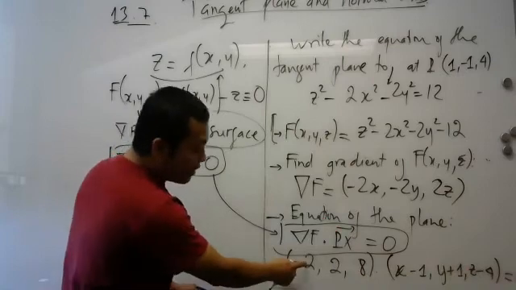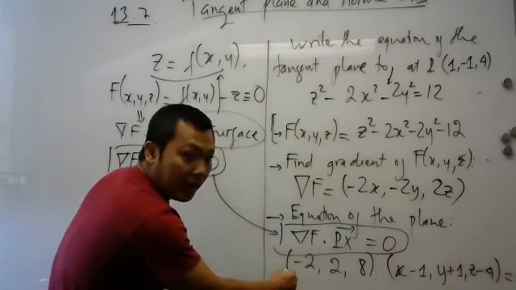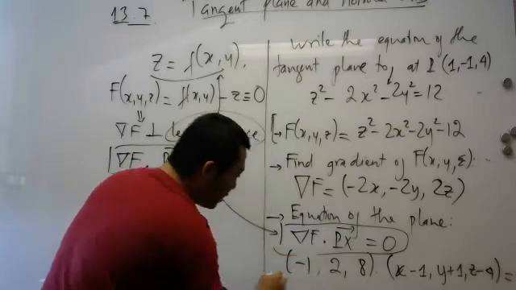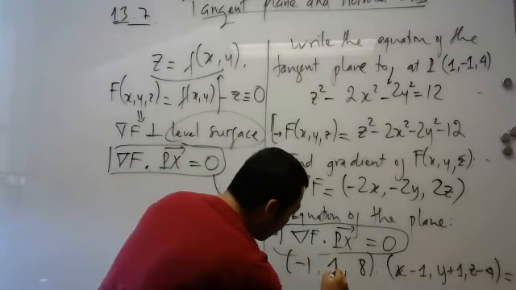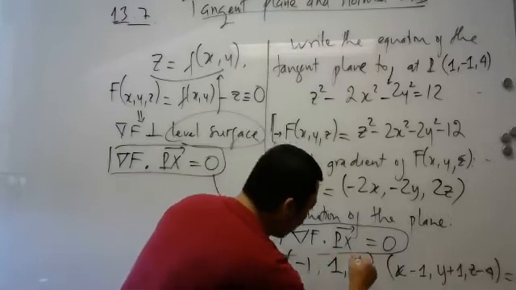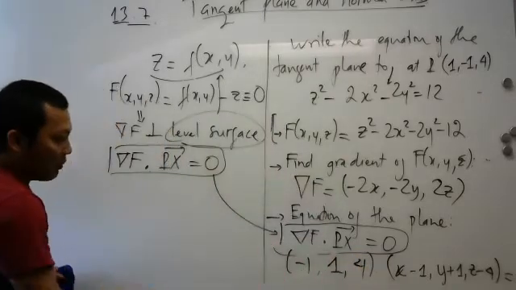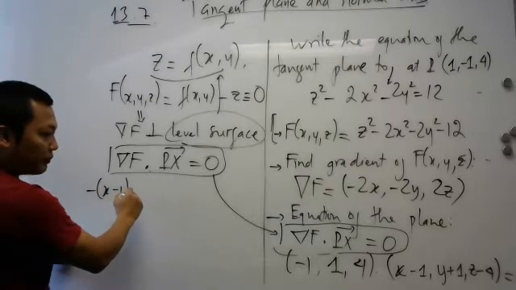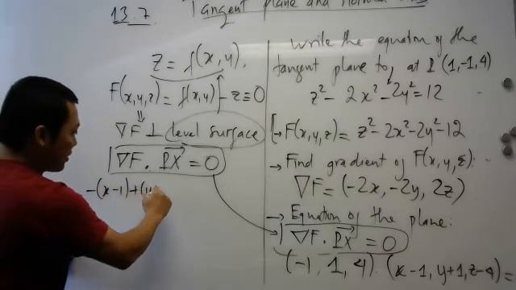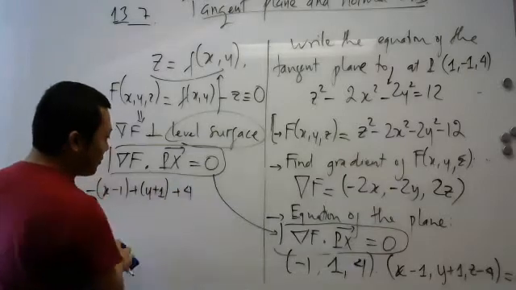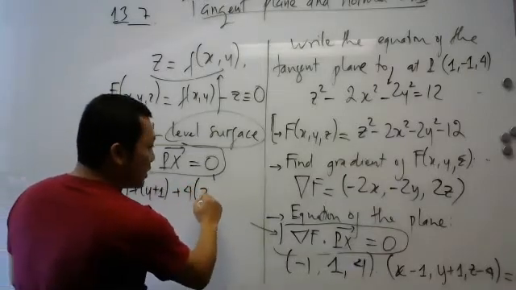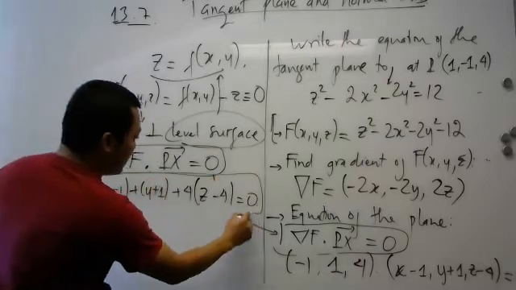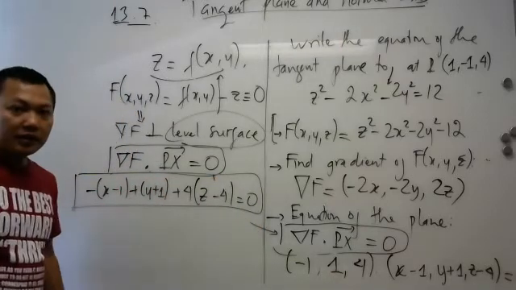So basically, I just need -1 in here and 1 in here and then 4 in here. And then I multiply them together, I get -(x minus 1) plus (y plus 1) plus 4 times (z minus 4) equal to 0. So this is my equation of the tangent plane.